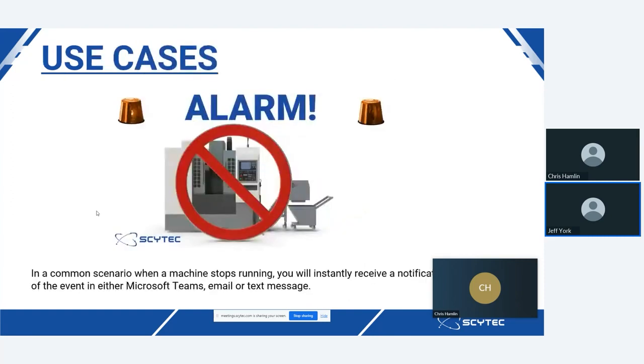Next I want to talk about some use cases. Once you talk about one use case, it's pretty easy to figure out how this could apply to a numerous set of use cases. Let's say in a common scenario, you will receive a notification in the notification set that we've just talked about that a machine has just stopped running, and it has stopped running for who knows what reason. That could be it ran out of material, it could be a feed rate override, what have you.